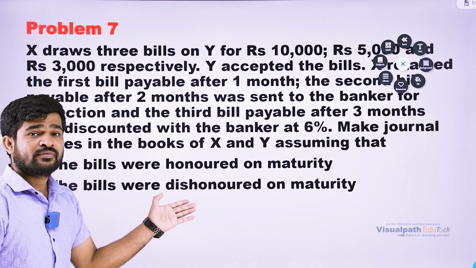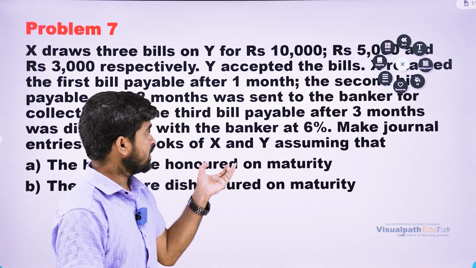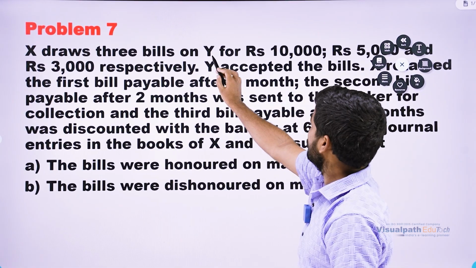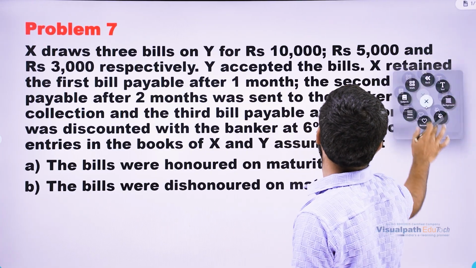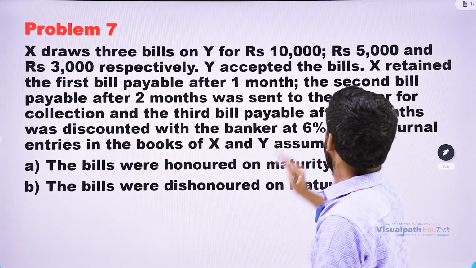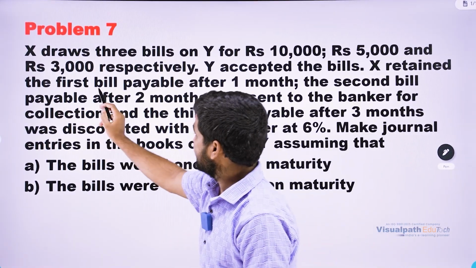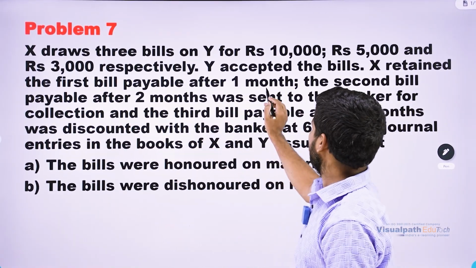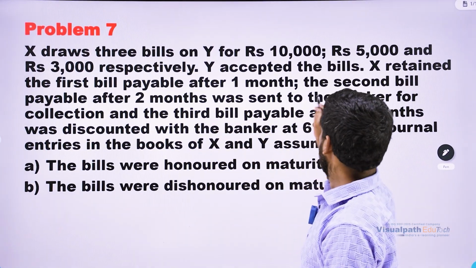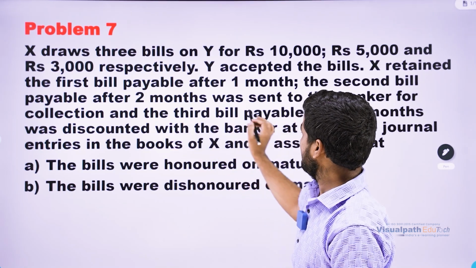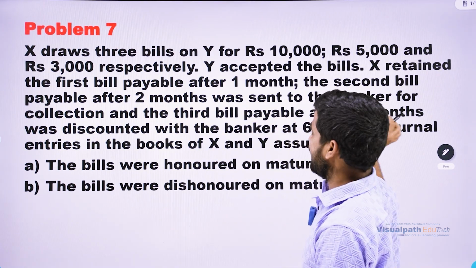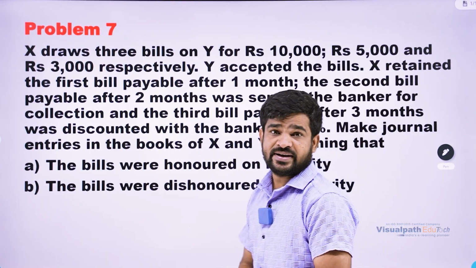Let's start one more problem from the bill of exchange. Here is the seventh problem. X draws three bills on Y for 10,000, 5,000 and 3,000 respectively. Y accepted the bills. X retained the first bill, payable after 1 month. The second bill, payable after 2 months, was sent to bank for collection, and the third bill, payable after 3 months, was discounted with the bankers at 6%. Make the journal entries in the books of X and Y, he is asking.